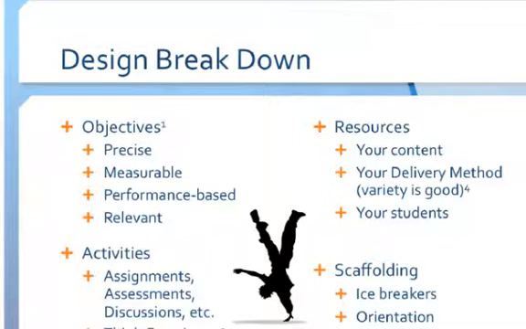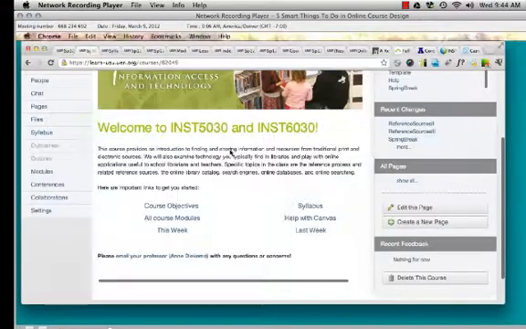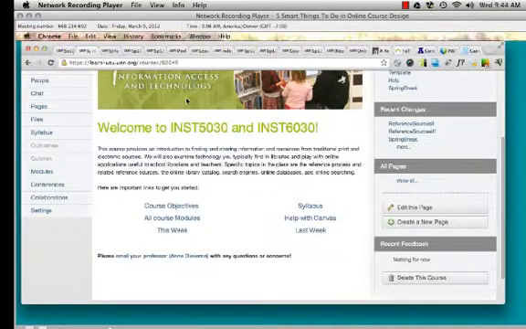So, okay, enough preaching on objectives. I'm preaching to the choir. I am absolutely sure of that. I'm going to go ahead and switch. I'm sharing my desktop now. Don't know if you're all seeing that.